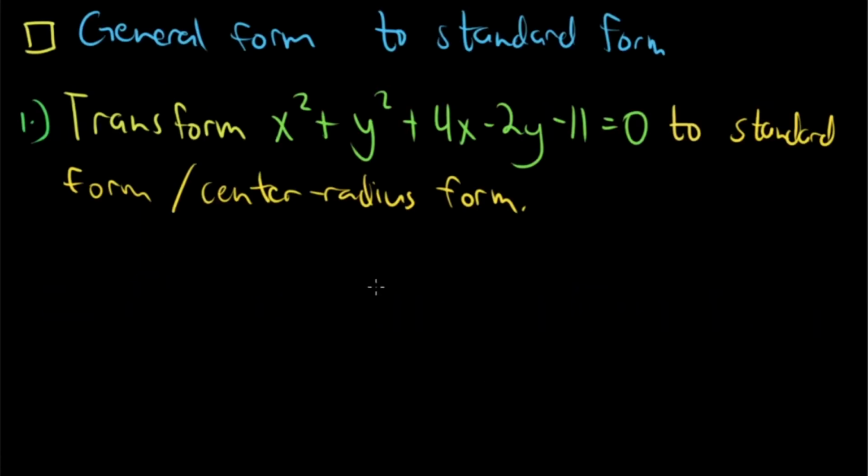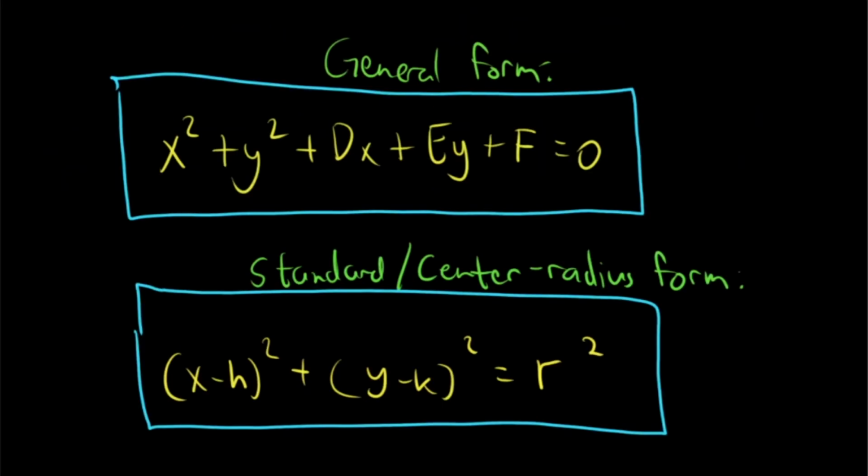So let's say, we're asked to transform x squared plus y squared plus 4x minus 2y minus 11 equals 0 to standard form or also known the center radius form of an equation of a circle. Paano natin gagawin yon? Kilalanin muna natin yung dalawang forms ng equation ng circle.